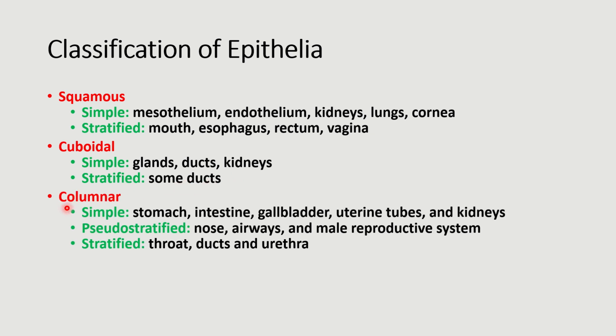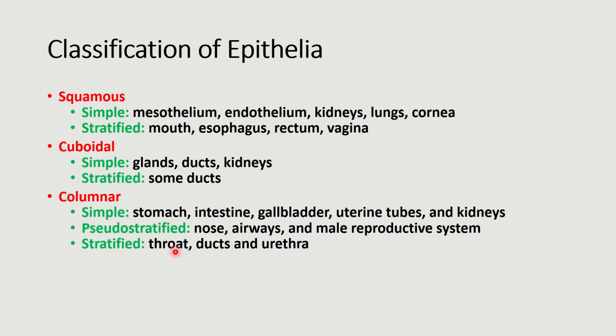Columnar, there are three different types. Simple, which you see in the digestive system, like stomach, intestine, and gallbladder. You see it in the fallopian tube and kidneys. So kidneys have different types of epithelial tissue. Pseudostratified, the most important area that you see is in the airways, so trachea and bronchi. You also see it in the nose and part of the male reproductive system. Most important is airways.